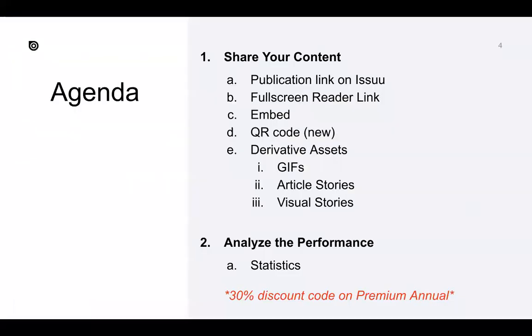So the agenda for today. First, we'll be talking about how to share your content, because it is not just the static PDF that you can share. With Issuu, you basically upload the document, and then you have so many options for how to share your content. You can either share it as a publication link that goes to issuu.com. If you are on our premium plan, you can fully customize a full screen link. So basically, you can recreate your PDF into full screen that can be shared as a link. I will show you the distinction between these two.